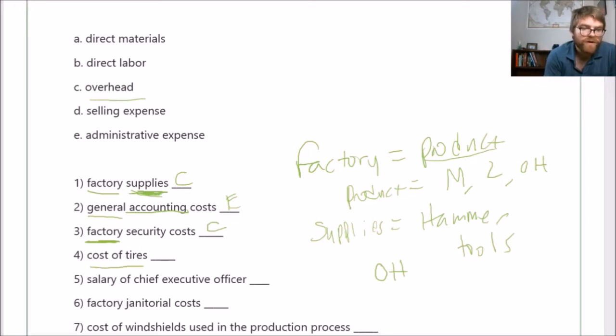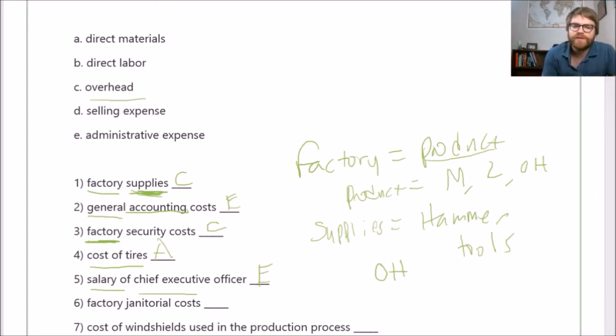Cost of tires. Well, if you're building a car, a tire is essential to build that car. You need the tire for the car to work. So that's a material. Salary of chief executive officer. Well, chief executive officer, he's not working in that factory, is he? He's somewhere else. He's in an office building somewhere, or the headquarters. So they call that an administrative cost. He's somewhere else. He's not part of the factory.